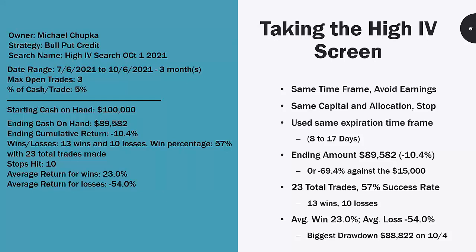And by the way, looking back at the 10 losses on this test, none of them came back. Yes, all of them were closed when the trigger was hit. The average was a 54% loss. There was a 72% loss in there, I think, on the total results of the 23 trades. There was a 38% loss.